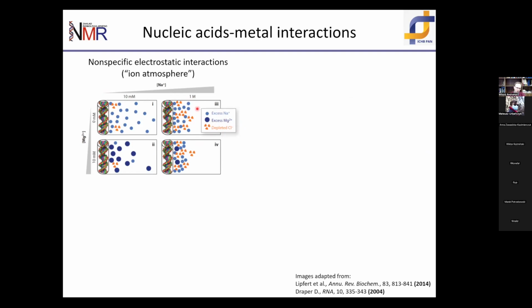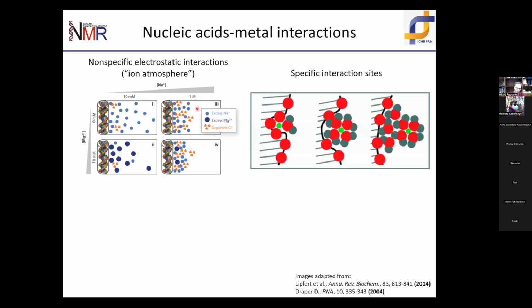Of course, if something more interesting happens structurally, there is some place where the phosphate groups or other electronegative groups are more condensed, then we can have site-specific interactions. And they can be direct interactions between, let's say, carbonyl groups or the phosphate groups with the metal, but they can also be mediated by hydration water, sometimes even very, very indirectly.